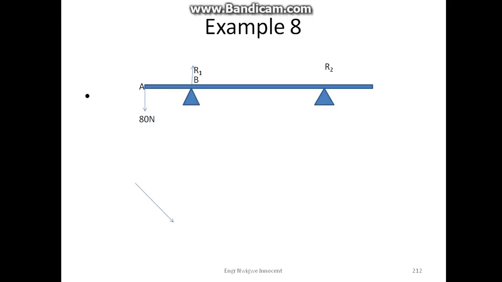Example 8. A uniform beam AF having 80 Newton at point A, 0.6 meters from the fulcrum B, having a reaction R1, and another mass of 300 Newton hanged at point C, 1.2 meters from the fulcrum point B and 1 meter from the fulcrum point D, having a reaction of R2.